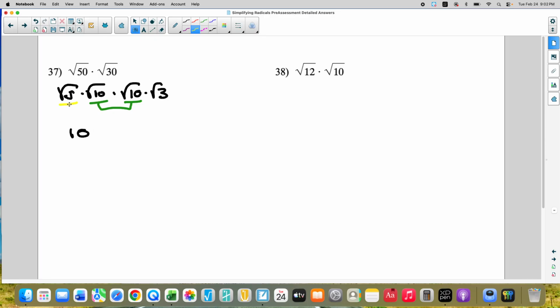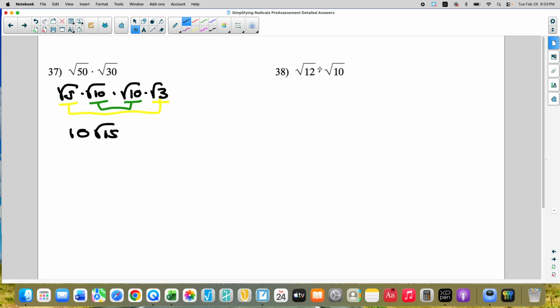And then I have these leftovers. There are no common factors. Can't break them down, and they don't cancel each other. So I'm going to multiply them back. This is the only time that I'm multiplying radicals because I need to simplify them as an answer.